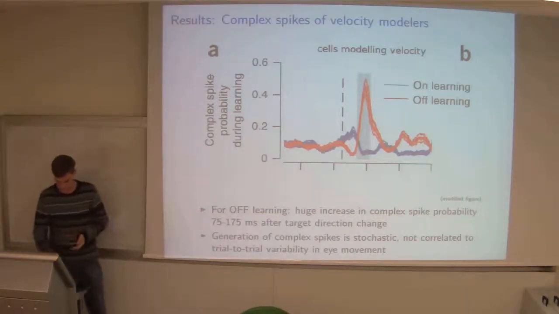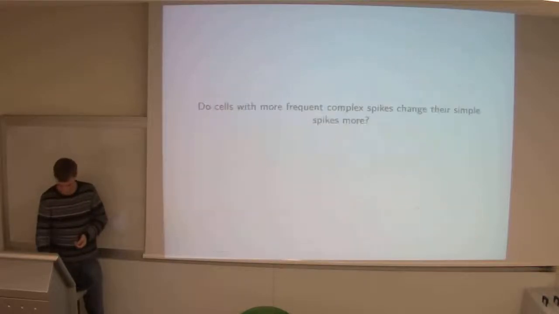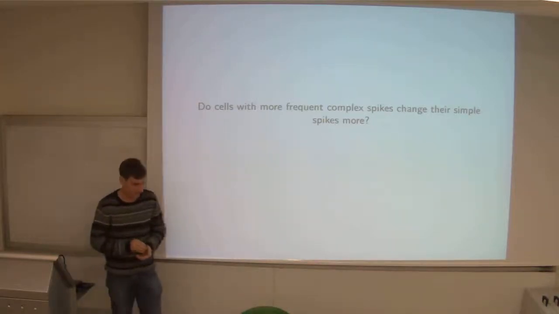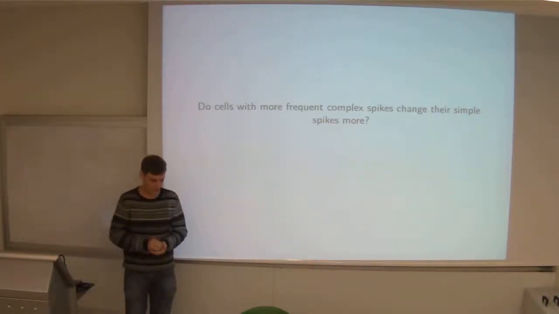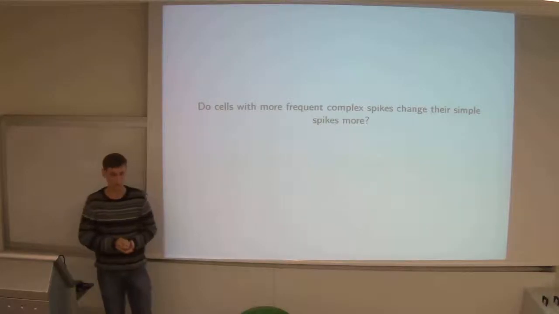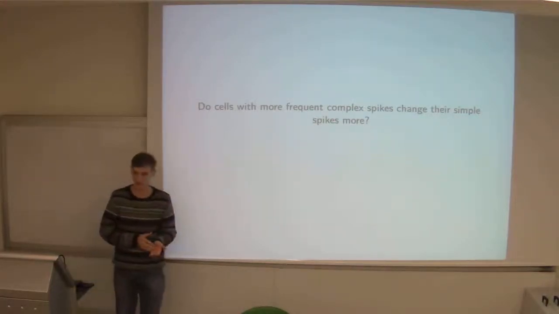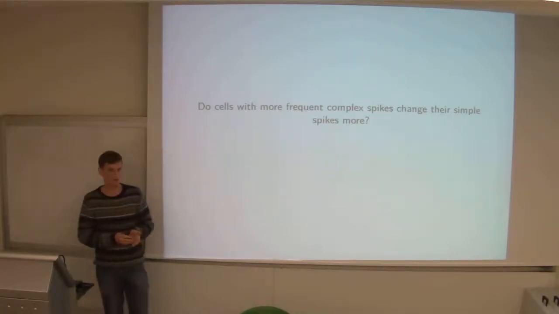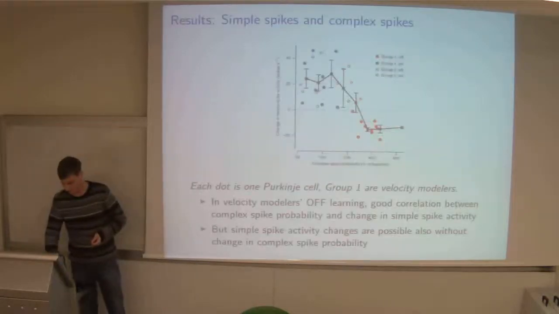So, but now the question is this. Let's look at individual Purkinje cells and look at how much their complex spike probability is changed, and then let's look at whether the simple spikes also change more. So the idea would be that complex spikes are an error signal, so there should be a bigger difference in simple spikes whenever there are more complex spikes. And this is this plot.